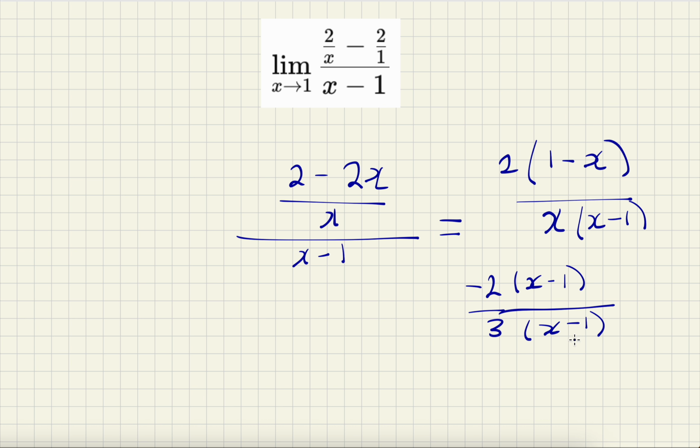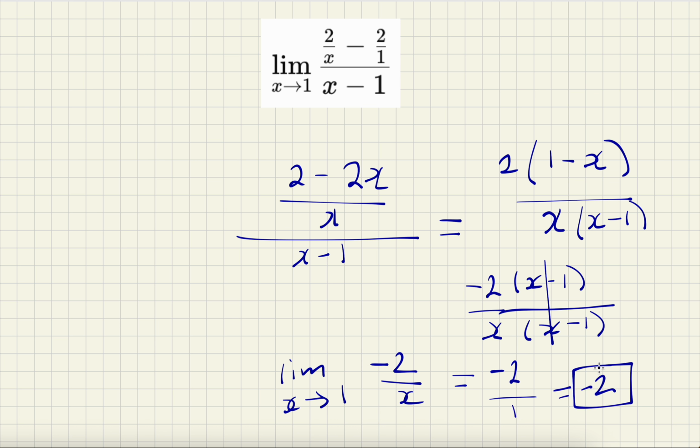And now we can clearly see that x minus 1 cancels out, and we're left with negative 2 over x. And if we find the limit of this as x approaches 1, we get negative 2 over 1, which is negative 2. So our final answer is negative 2.